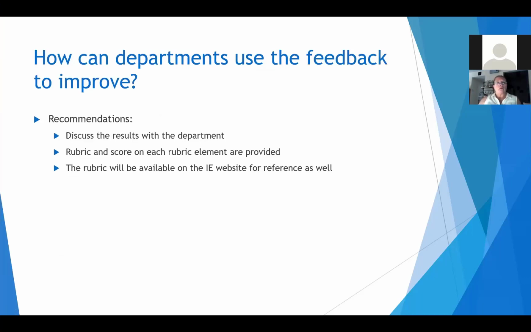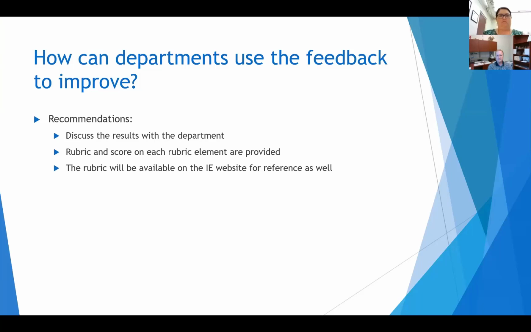So how can departments use this feedback to improve? What we hope happens is when you get this feedback, you'll get a score and you'll know how you did on each indicator on the rubric. The comments provided by reviewers are in there as well. So we hope that you'll be able to discuss these with the department, and we'll also be making that rubric available. It should have been available to you when you got your report, but if not, we also will make that available. It'll be posted by the end of the week on our IU website if you want to go out and take a look at that rubric.